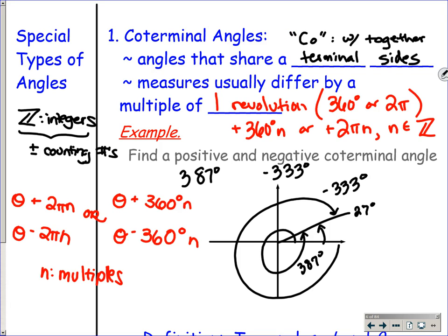Meaning, could I add positive 1 360? Yep. 2 360s? Yep. 3 360s? Yep. 187 360s? Yep. You'll land in the same spot. How about negative 1 360? Negative 2 360s? Yep. I can do either of those, and I'll always land in the exact same spot. So let's see how well you guys are doing with radians.